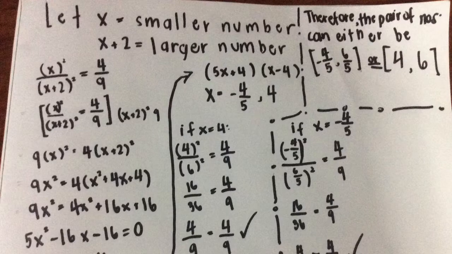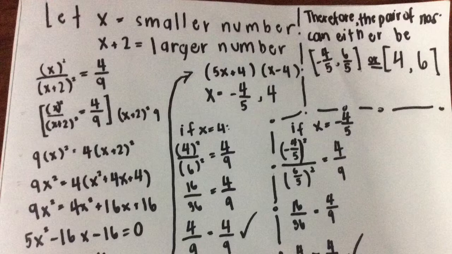Now, we know that the ratio of these squares is equal to 4 to 9. To do that, we must represent the ratio of 4 to 9 as a fraction and then equate that to the squares. So, if the square of one number is x squared over (x plus 2) squared, that is going to be equal to 4 over 9.